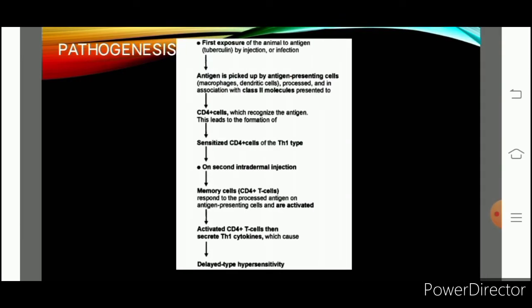So let's proceed to the pathogenesis. So first, exposure of the animal to antigen tuberculin by injection or infection. So the first exposure of the animal to tubercle bacilli starts the DTH sequence of events. So this process results in the creation of Th1 type sensitized CD4 plus cells that stay in the circulation for years.